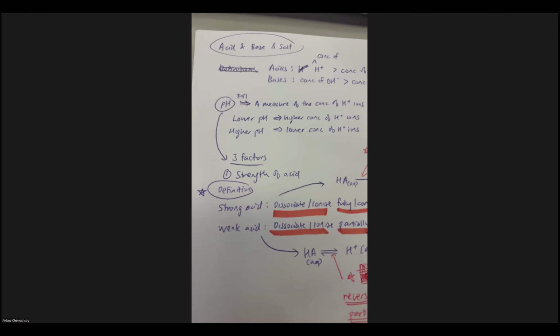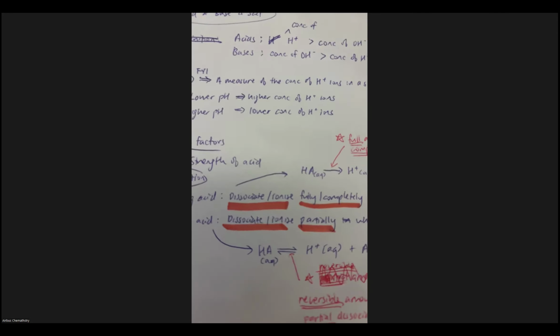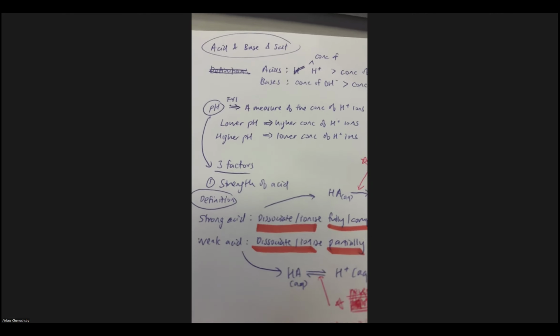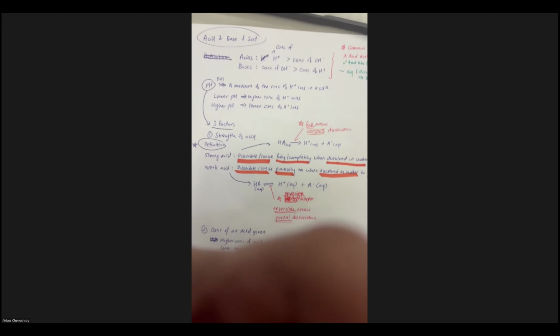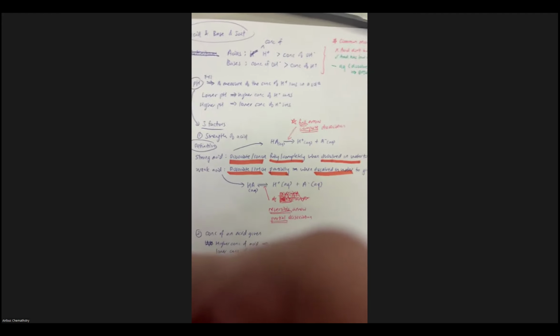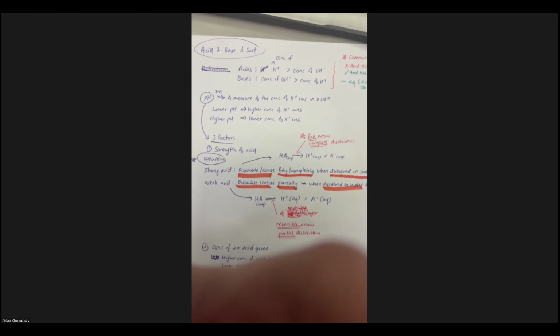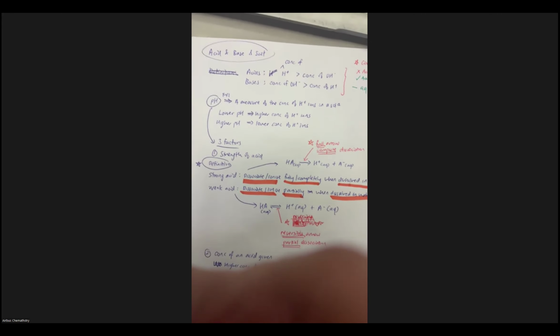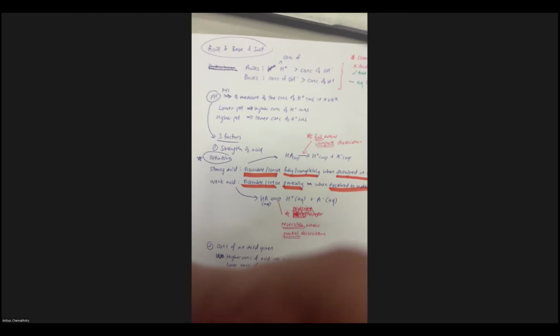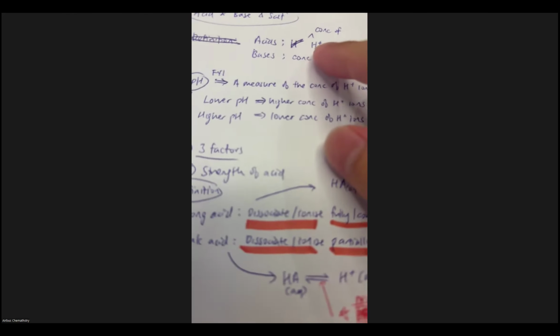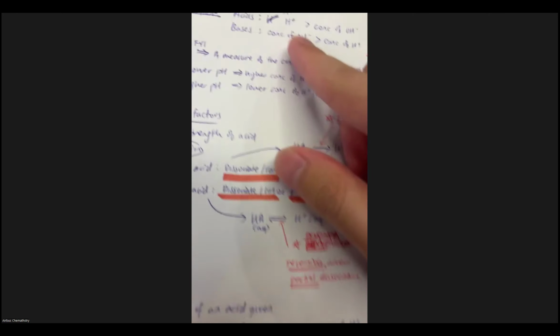So first things first, an acid is defined by its ability to dissociate into H+ ions. The presence of H+ ions is what makes something an acid. So acid is most famous for its H+, and of course base is most famous for its OH-.